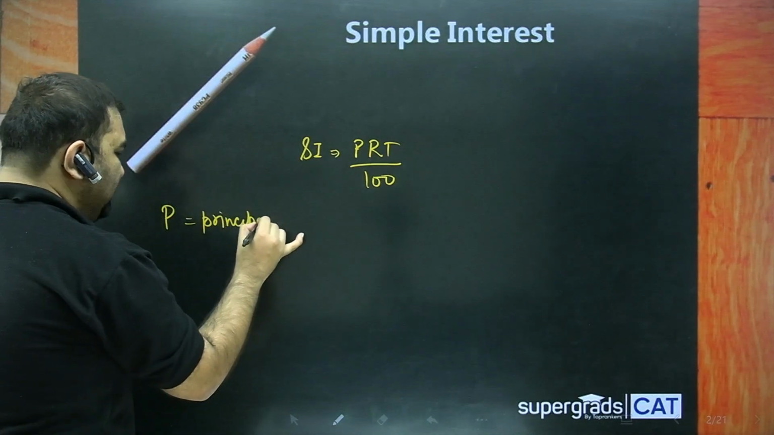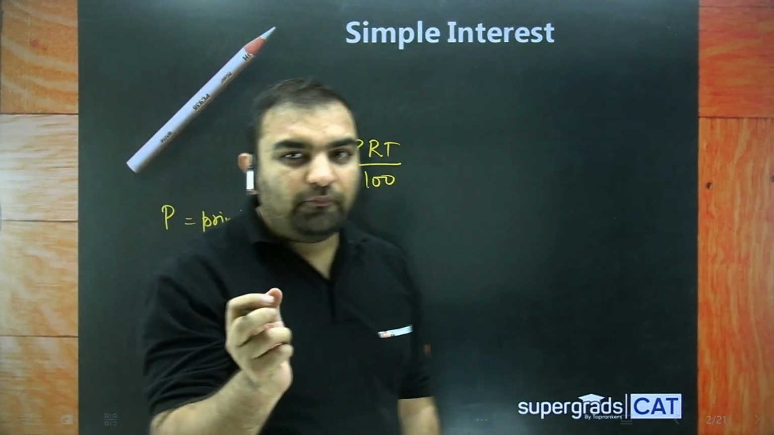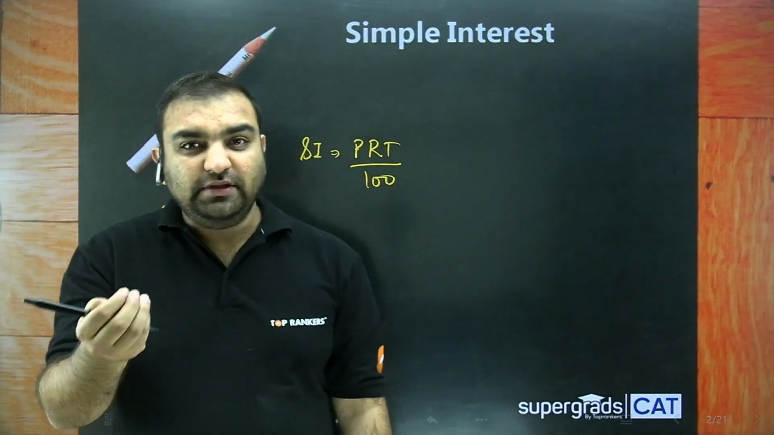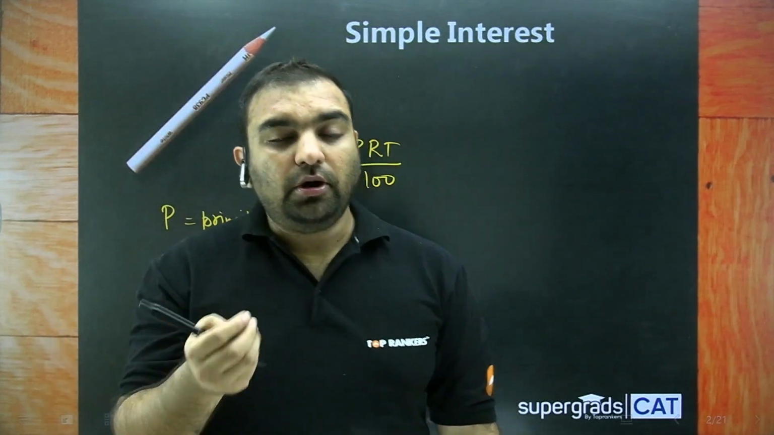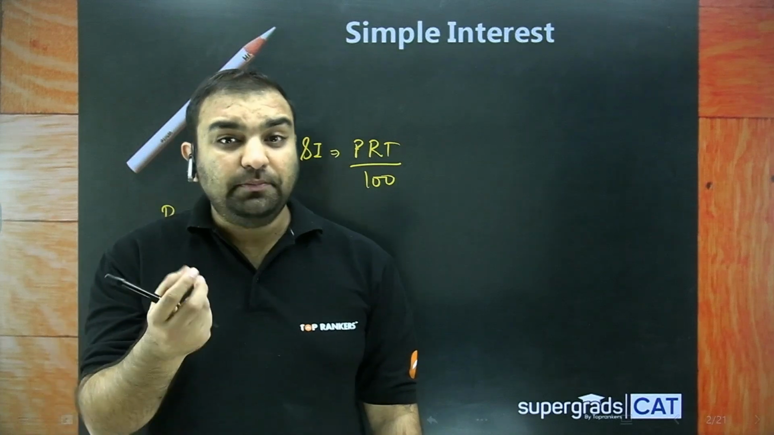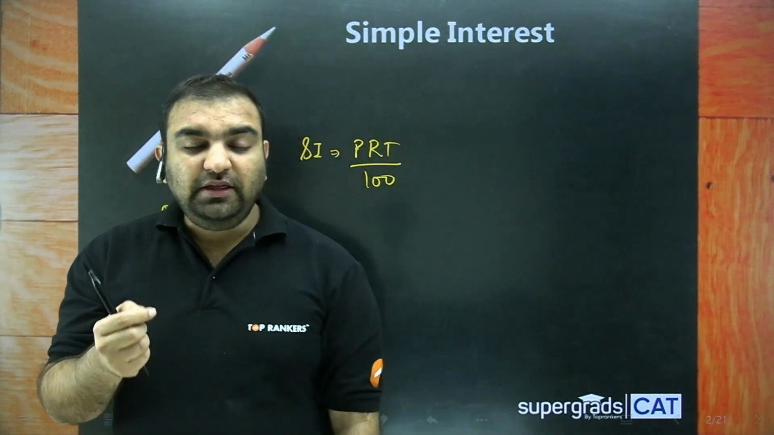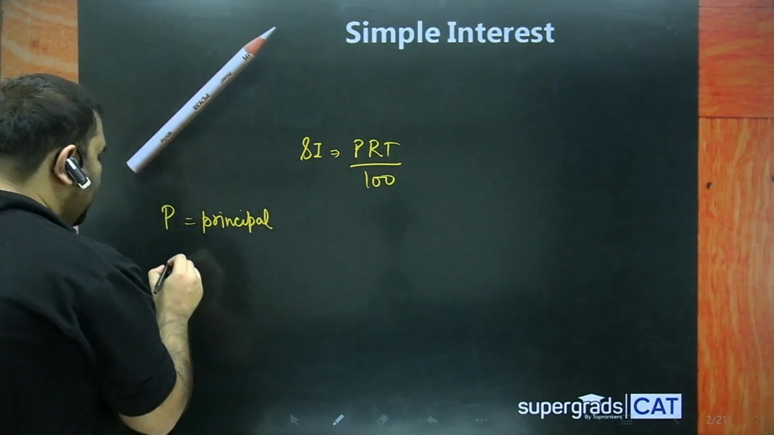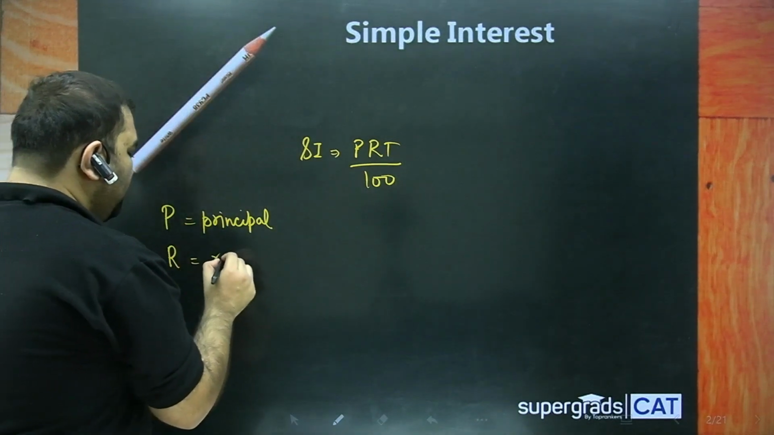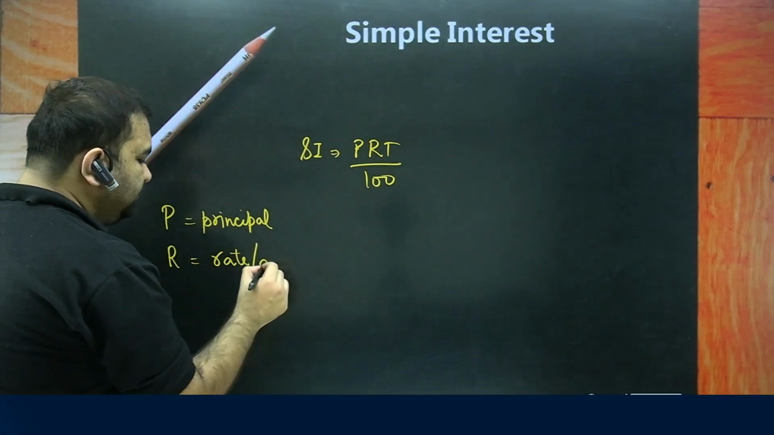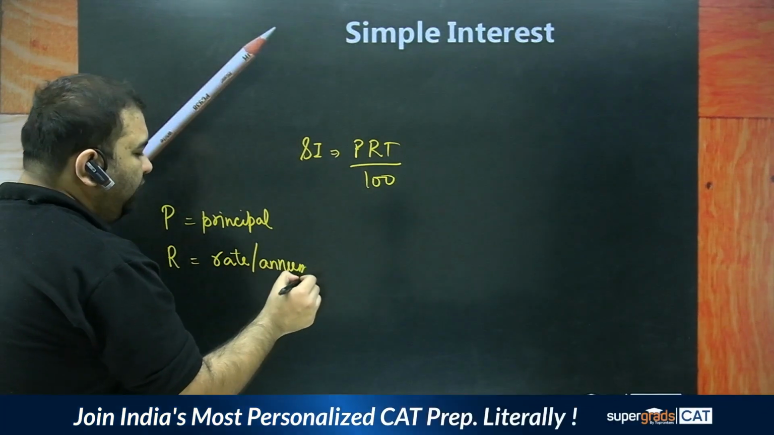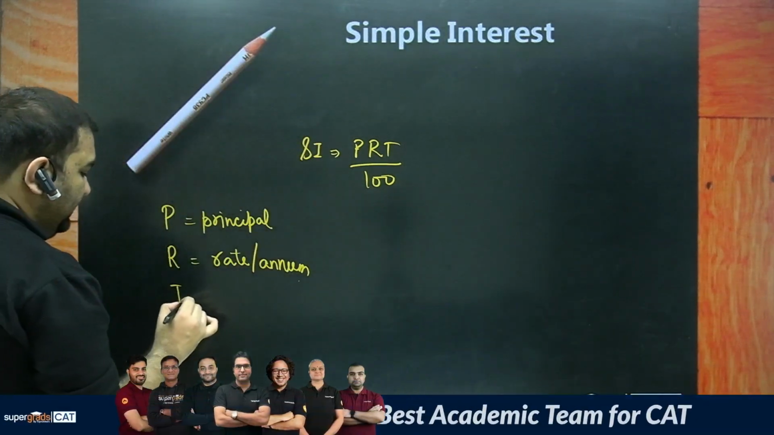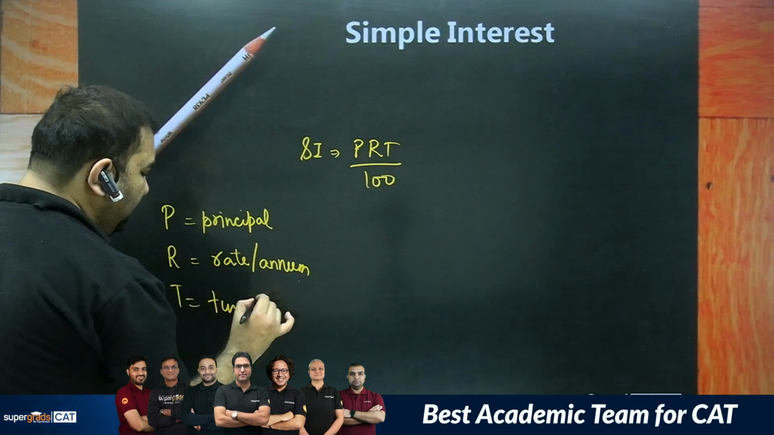What do we mean by principal amount? It is the amount of money which is either lent by you to someone, or borrowed from someone for some period of time, or invested somewhere else. So PRT upon 100. R is the rate percent per annum. If you are using this formula, please make sure the rate is per annum. T is time in years.